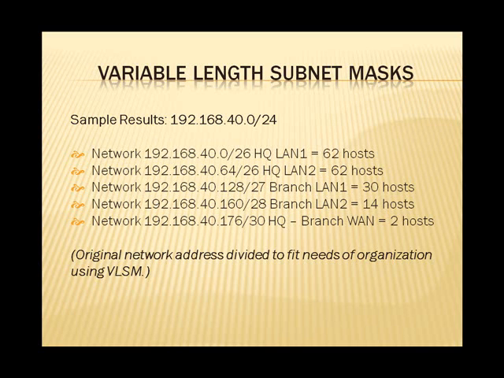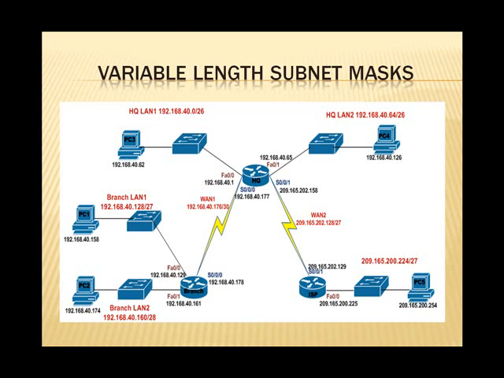Branch LAN 1 only needs 30 hosts. It will start at .128. Branch LAN 2 only requires 14 hosts and will start at .160 and use a /28 mask, with the last being a /30 because we only need 2 host addresses for the WAN link between the HQ and the branch. The scenario that I just described is shown in this topology.